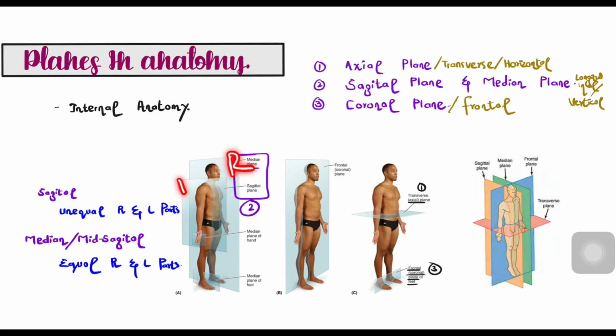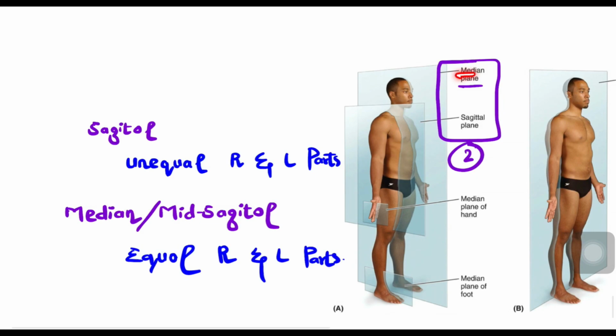Now there is another plane which is known as the median plane. You have to understand these two planes, the median plane and the sagittal plane. The median plane is also known as the mid sagittal plane. The only difference between these two planes is that one plane divides the body into two equal parts, which is the median plane or the mid sagittal plane, whereas the sagittal plane divides the body into two unequal right and left parts. So this is the only difference between the sagittal and the mid sagittal plane.